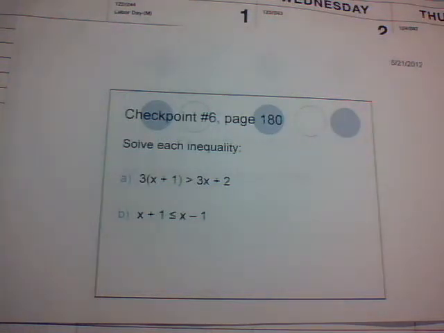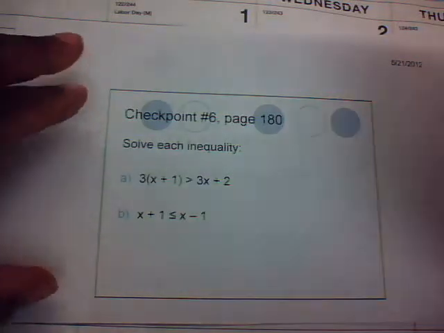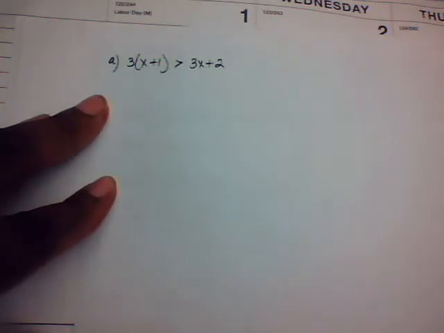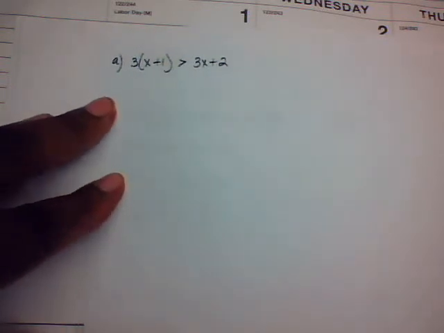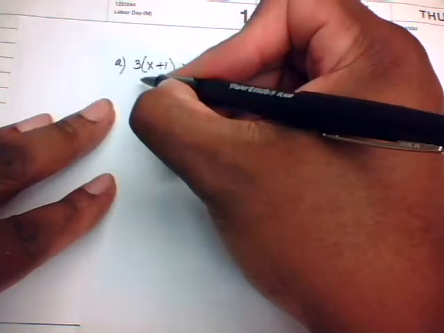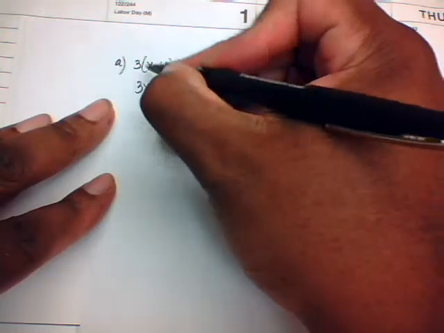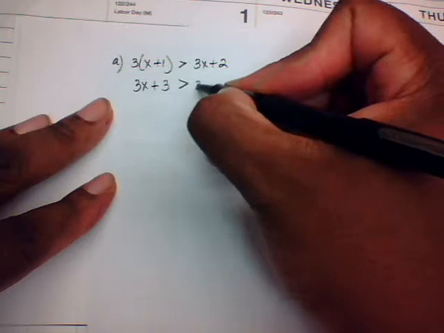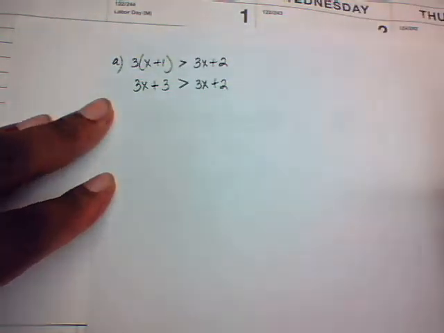We'll look at part A, where you have 3 times the quantity x plus 1 is greater than 3x plus 2. We're going to attempt to solve this particular inequality. On the left side, you have to remove the parentheses using the distributive property. So 3 times x, that's 3x, plus 3 times 1, that's going to give you 3. That's greater than 3x plus 2.